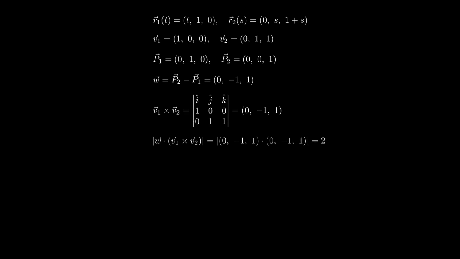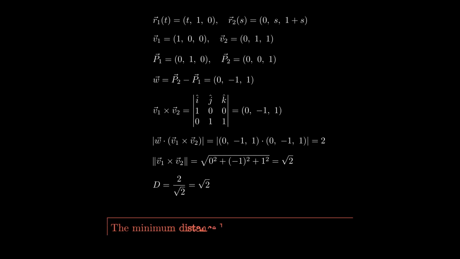Then compute the scalar projection of w onto this vector. w dot (v1 cross v2) gives us 2. And the magnitude of v1 cross v2 gives us the square root of 2. So the distance, d, is equal to 2 over the square root of 2, which is root 2. This tells us that although the flight paths never intersect, the shortest distance between them is root 2 units. This is the point-to-point separation along the direction perpendicular to both paths. In a flight planning scenario, this would be the minimum clearance maintained between the two drones.